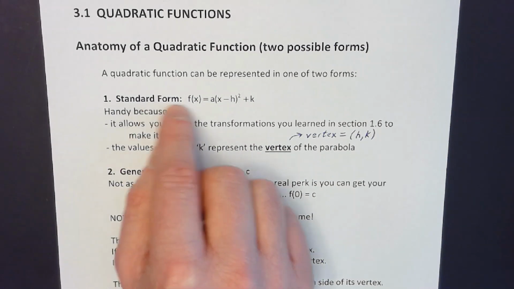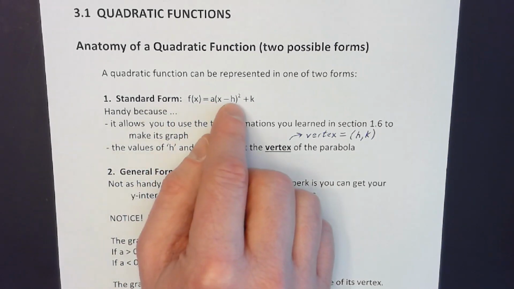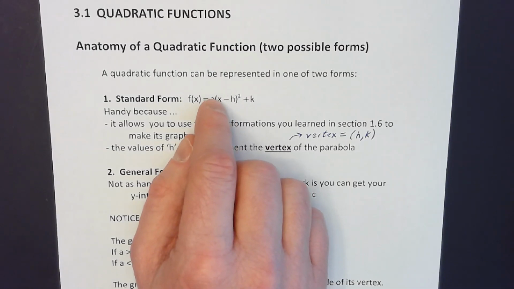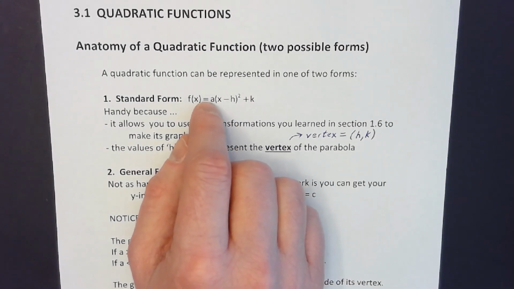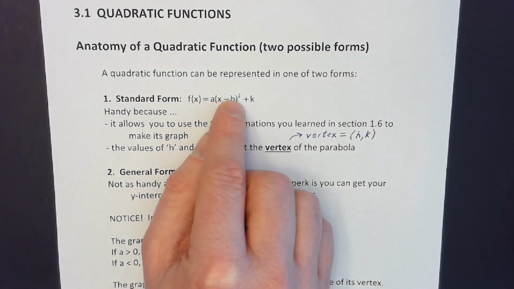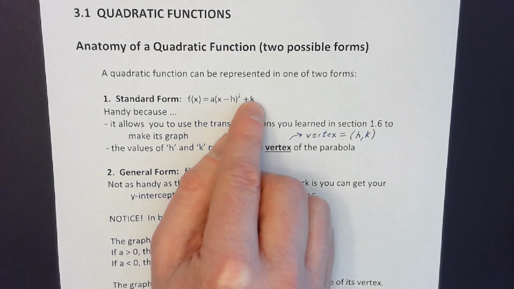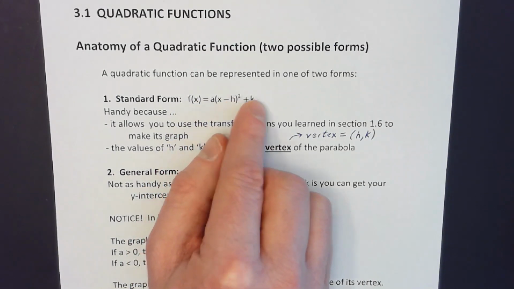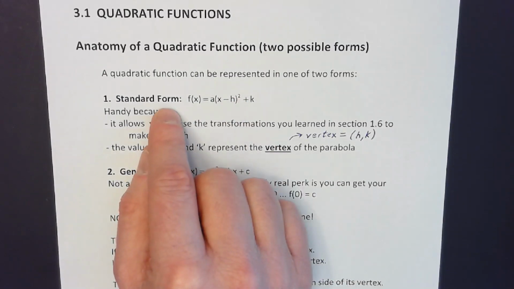So the first form is standard form, where this is helpful for us because we've already been used to stretching and shrinking and shifting functions. So this one is in that form where we can see there's a vertical stretch of a factor of a times a function shifted h units to the left, and in fact it's the x squared function shifted h units to the left, and then up k units. So this a times (x minus h) quantity squared plus k, that's called our standard form.